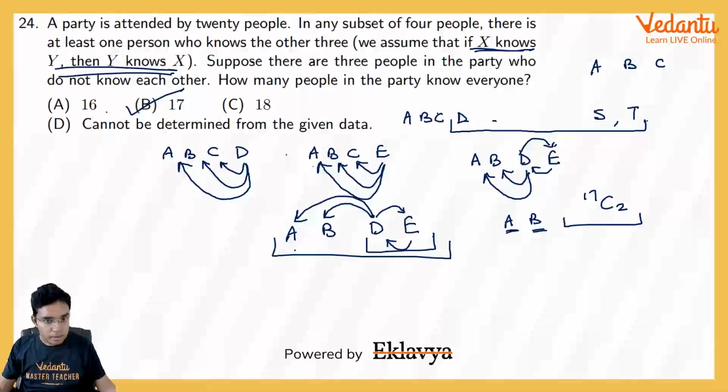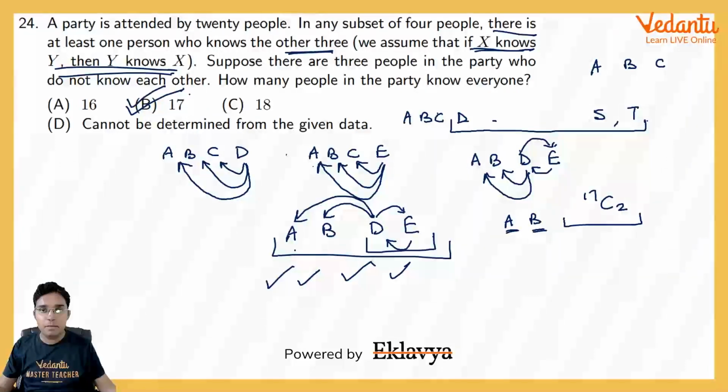Okay, it cannot be 16, because in that case at least one person will not be knowing all the persons, and then we will be finding a contradiction in such subsets with the condition that there is at least one person who knows the other three. So the answer for this question is definitely B. Tricky question. I will rate this question also as a difficult one.